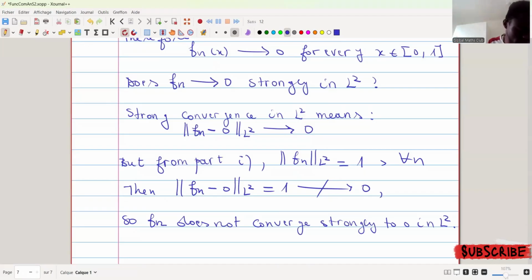What is next? The next thing is to define weak convergence in L2 and determine whether Fn converges weakly in L2, and identify the weak limit if it exists. It's mentioned that the dominated convergence theorem may help you.